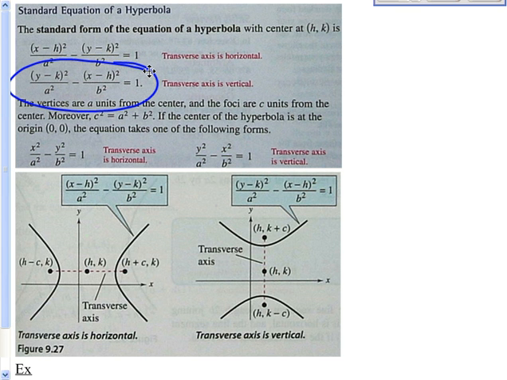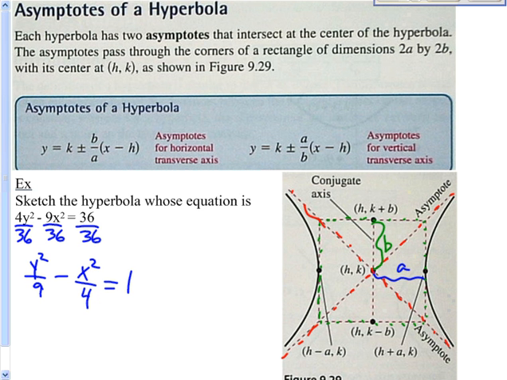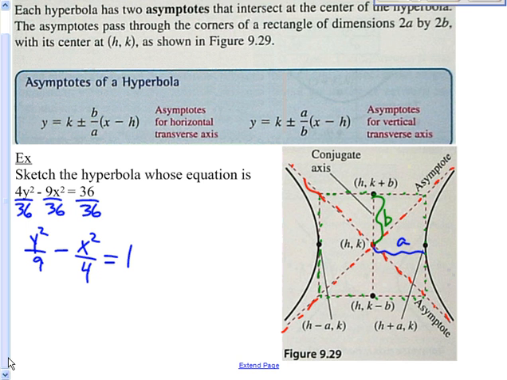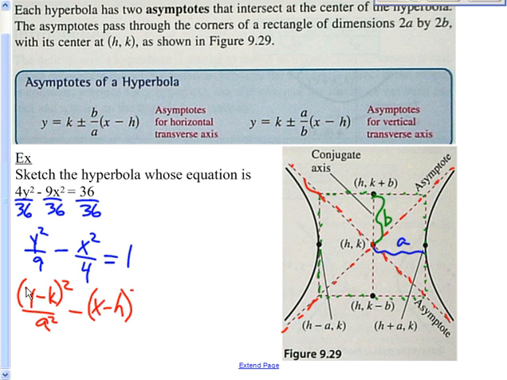So our transverse axis is vertical. In other words, this thing opens up and down here. Okay, it opens up and down. So let's go back here. And you're thinking to yourself, let me write the standard equation below it. y minus k squared over a squared minus x minus h squared over b squared equals 1.